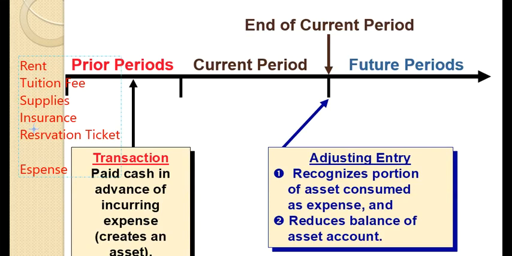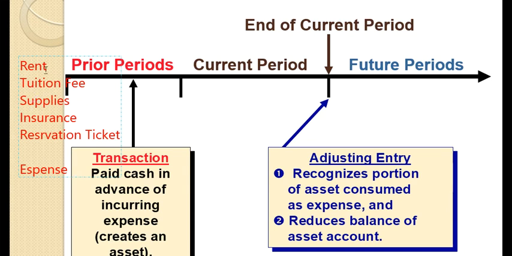Okay class, we are discussing converting asset to expense, and we realize that we have different types of expense that need to be paid in advance, but we are not using these services. We are not consuming them, and we will consume and use them at some future time.